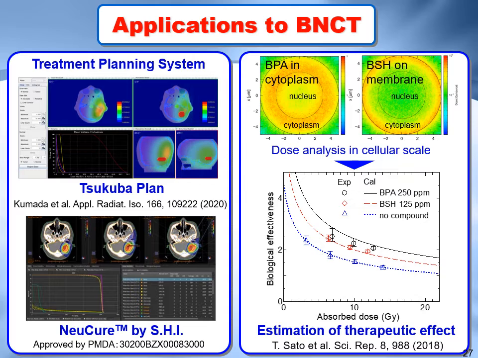Next one is applications to BNCT, boron neutron capture therapy. BNCT is getting growing attention, particularly in Japan, and two treatment planning systems for BNCT, Tsukuba Plan and NeuCure, were developed by Tsukuba University and Sumitomo Heavy Industries, respectively, and the latter has already been approved by PMDA, the Pharmaceuticals and Medical Devices Agency in Japan, and used in several hospitals for practical use. In addition, PHITS has been used for microdosimetric studies for BNCT, such as dose analysis in cellular scale and estimation of its therapeutic effect.